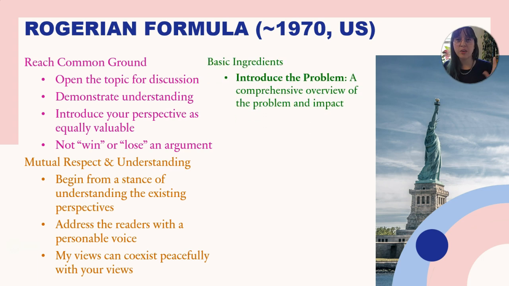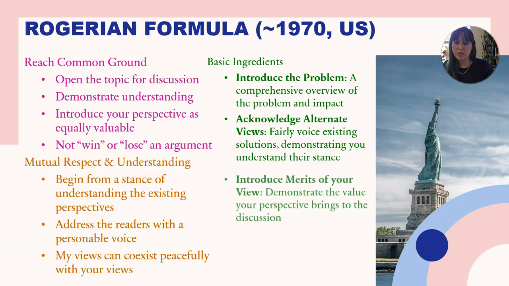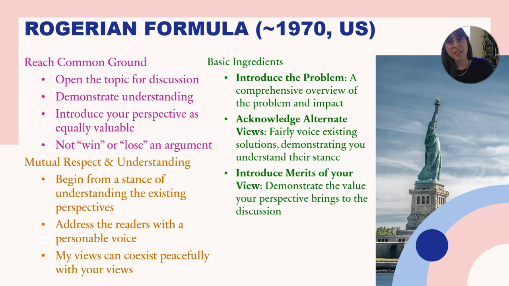The basic ingredients for this kind of argument flow are introducing the problem first of all, giving a comprehensive overview of the problem and how it has impacted us, acknowledging the alternate views. So sort of saying, this is what other people are suggesting. I understand those suggestions and I'm sure they have great strengths. You don't always have to undermine the opposing argument as long as you're including it somewhere within your own argument. So you're acknowledging the alternate views and then introducing the merits of your own viewpoint.